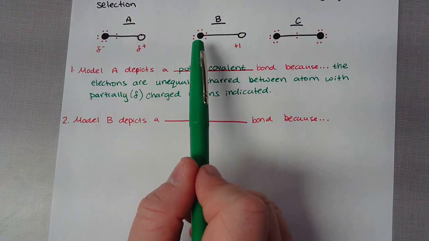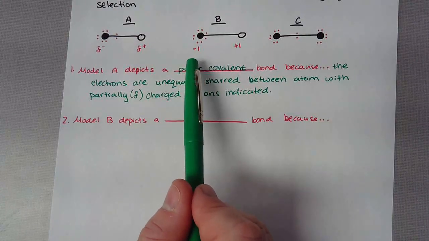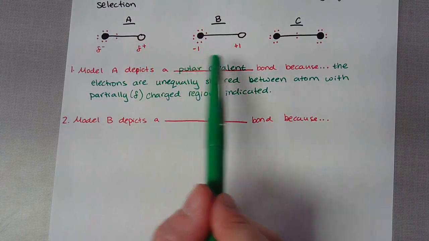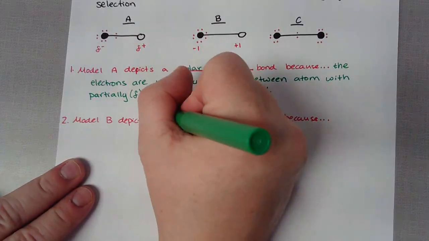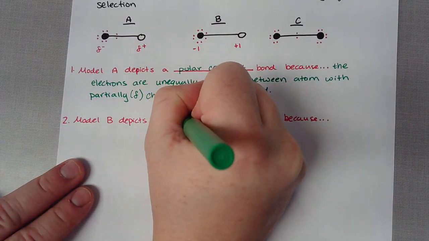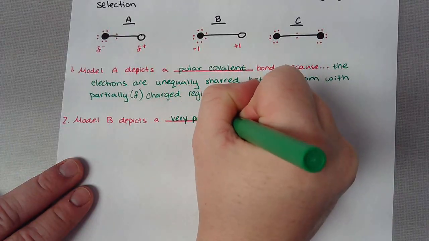I am also looking at what you are used to looking at, which is full charges. This is a full -1. This is a full +1. What bond type is that? Well, that would be the last one we covered. Number 3, a very polar ionic bond.